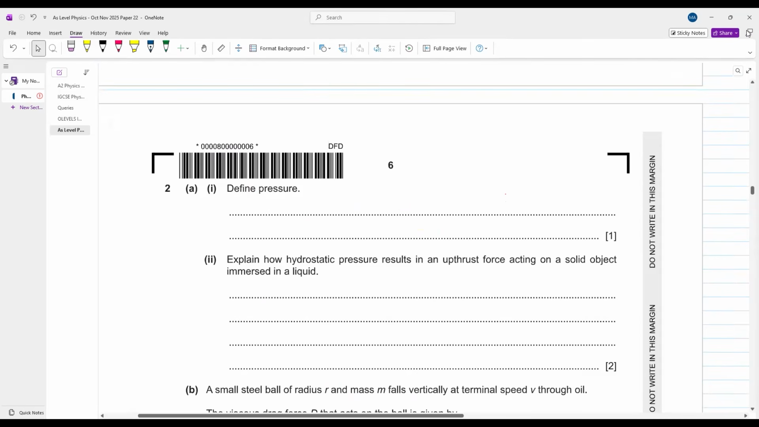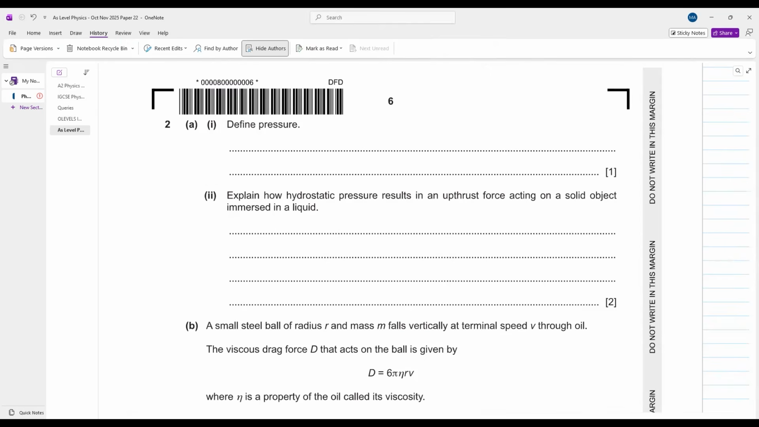Define pressure. Pressure की क्या definition होती है बेटा? Do you remember? Force per unit area is your pressure की definition. Force per unit area is your pressure की definition.